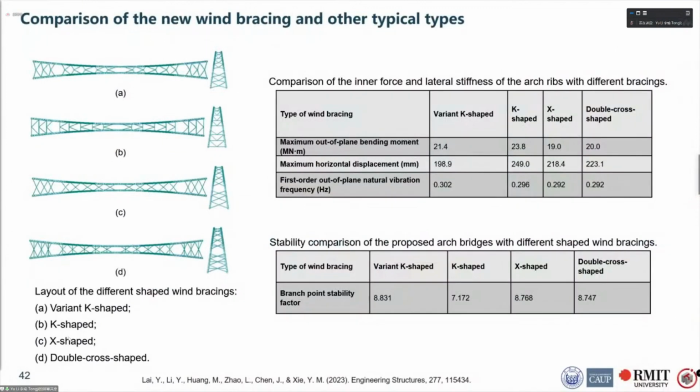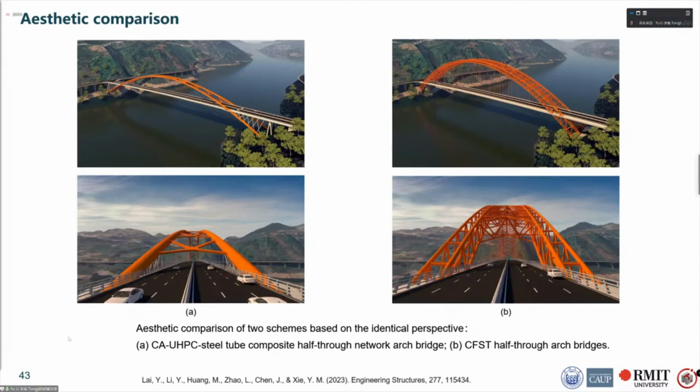Compared with other typical window bracings, including the K-shaped window bracing, the S-shaped window bracing, and the double cross-shaped window bracing, we can say that the new variant K-shaped window bracing is better in terms of stiffness and stability. Besides, the new window bracing brings about a better visual effect with lighter and more delicate members and a more transparent appearance. From the aesthetic comparison between the proposed bridge with the new window bracing and the bridge with the conventional window bracing, you can see that the proposed bridge is more slender and elegant.